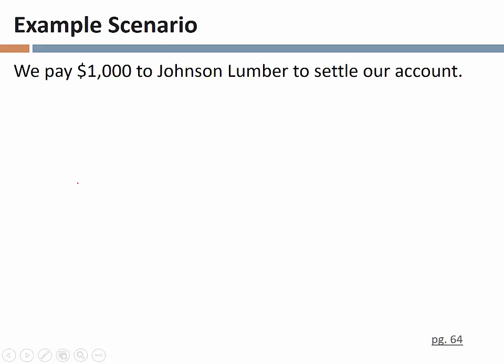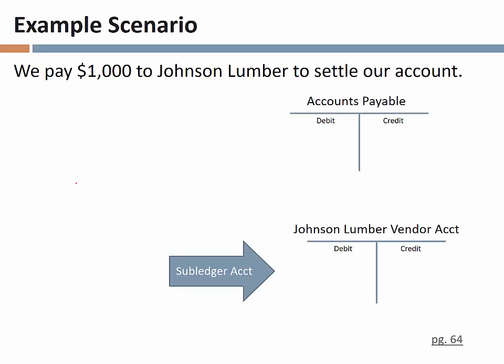So now, some time has gone by, and it's time for me to pay $1,000 to Johnson Lumber to settle my account, to close my bill with them. So I know that I've got to make an entry here on the Johnson Lumber account. Now, what's not on my slide is the fact that coming into this, before I paid, I have a $1,000 credit sitting out here and a $1,000 credit sitting out here from when I bought.